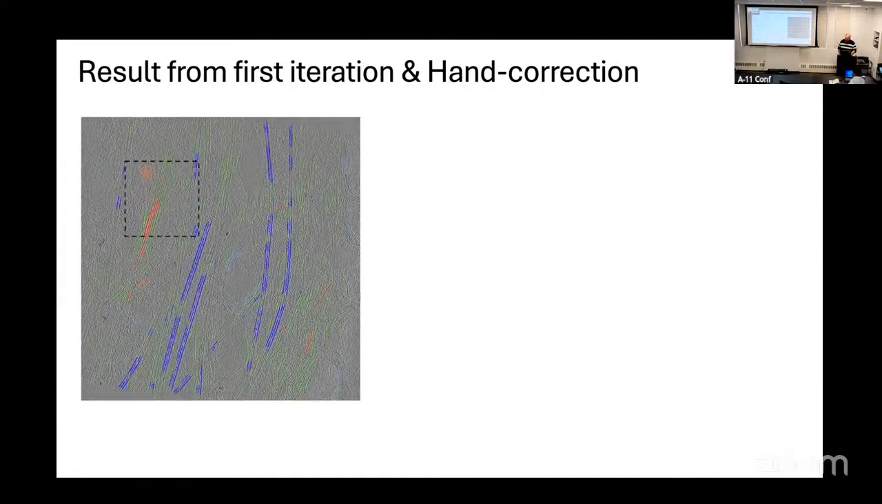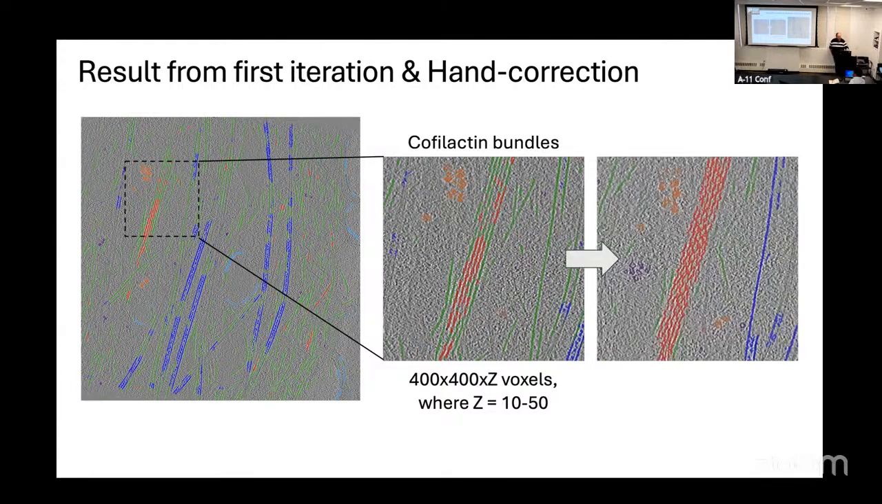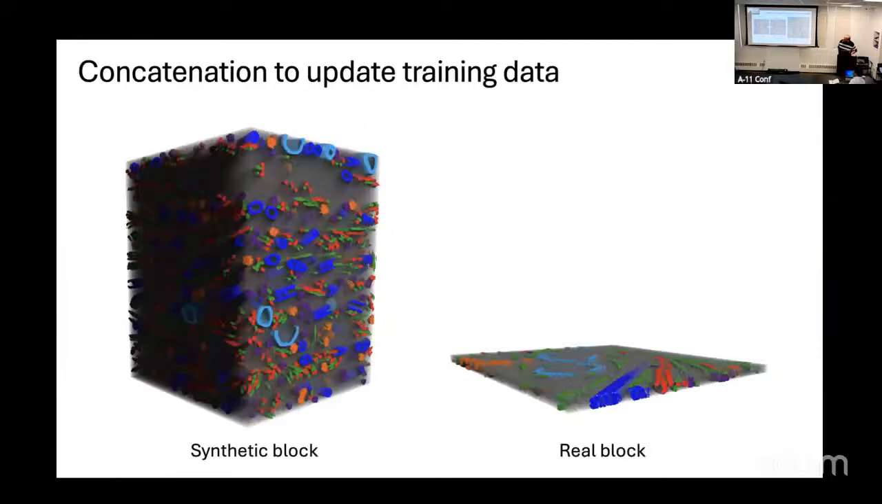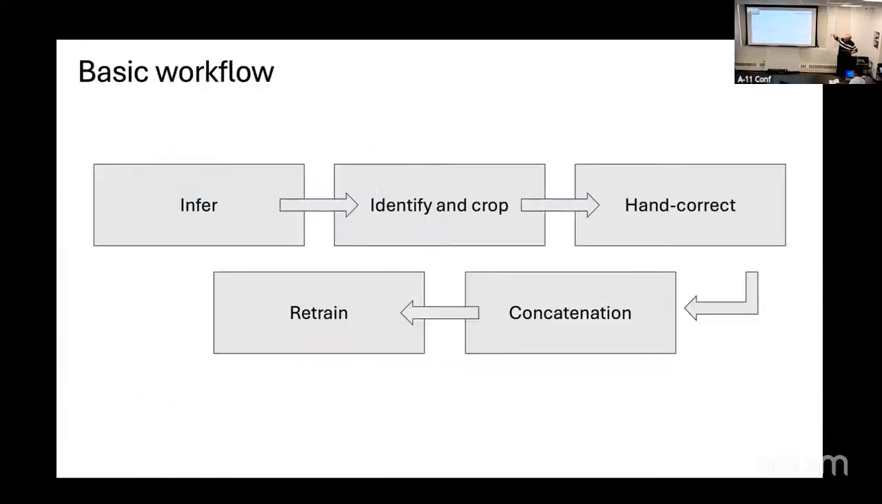Same thing on another tomogram. You can see that this is a bundle of coprolactin running through the tomogram. It's misclassifying some of it as actin, green. And so we would hand correct these kinds of differences and feed it back into the network. And we'd repeat this, right?